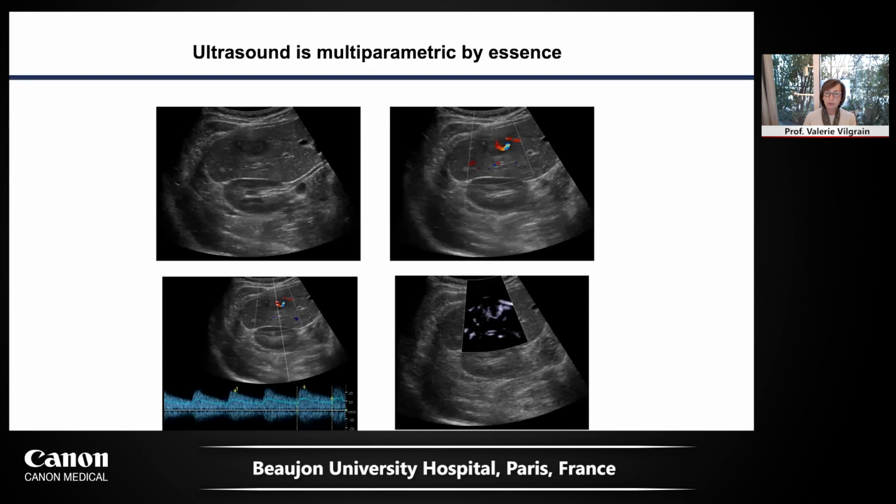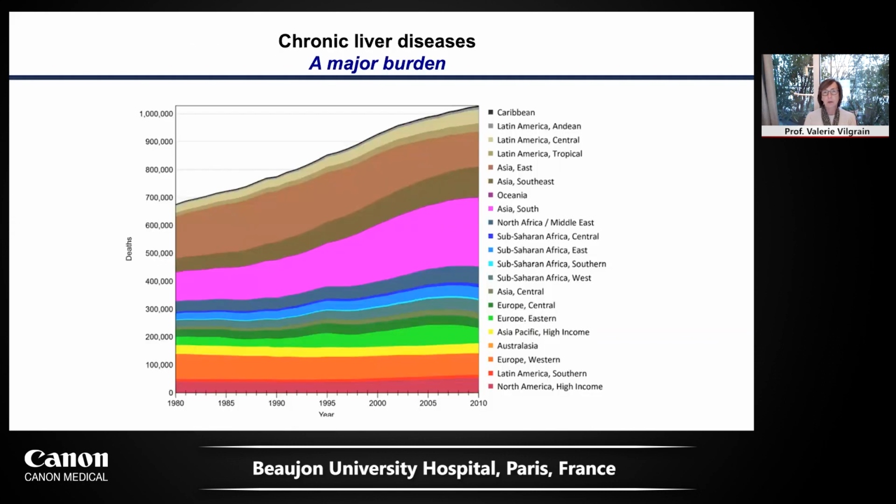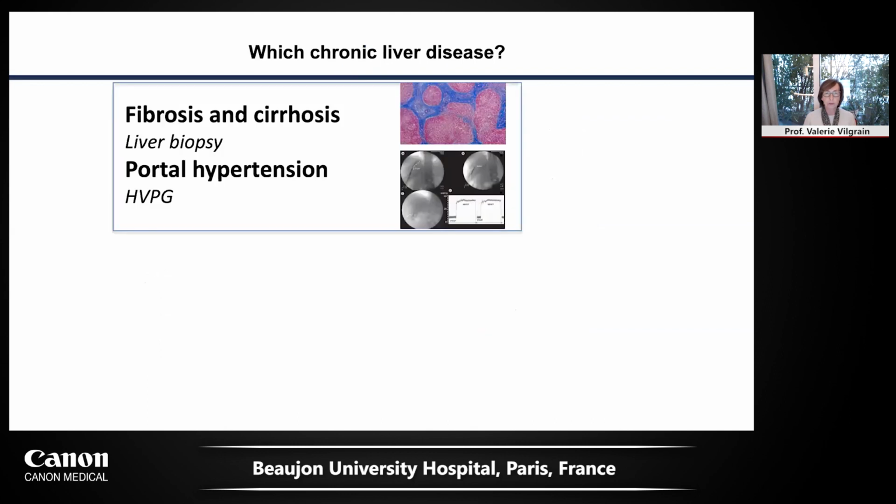Why is it important to non-invasively assess and quantify liver disease? Because chronic liver disease are growing. It is a major burden in all countries, all continents, and it is very important to diagnose, stage, and to monitor these patients. And for that, ultrasound is really a great tool.